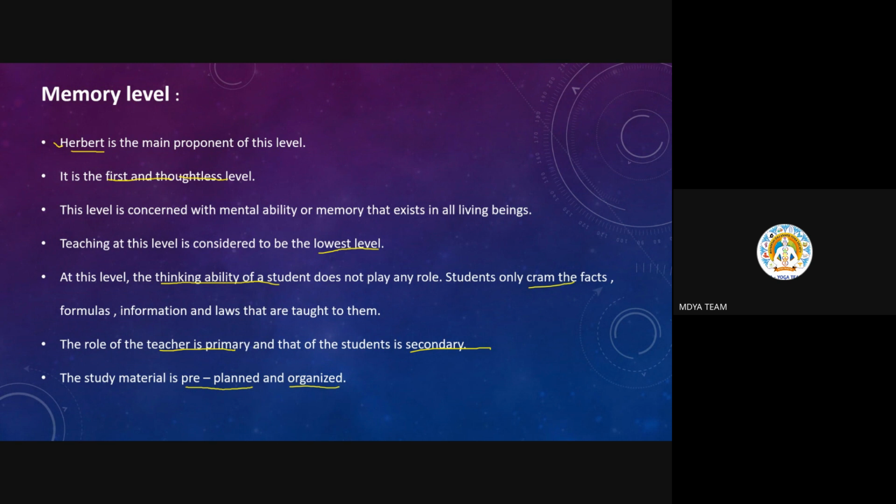The thinking ability of the teacher does not play any role. They just learn the thing. They just learn the facts. The teacher is primary. The study material is pre-planned.